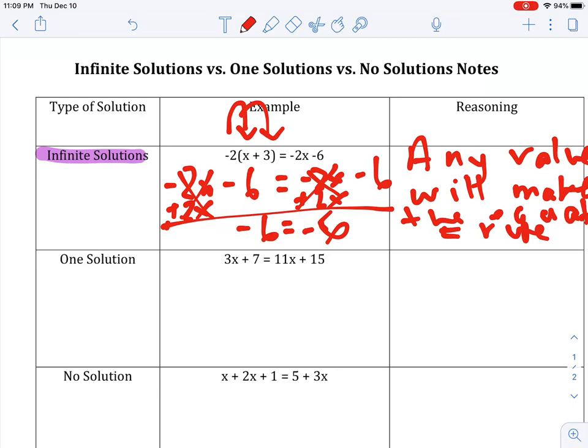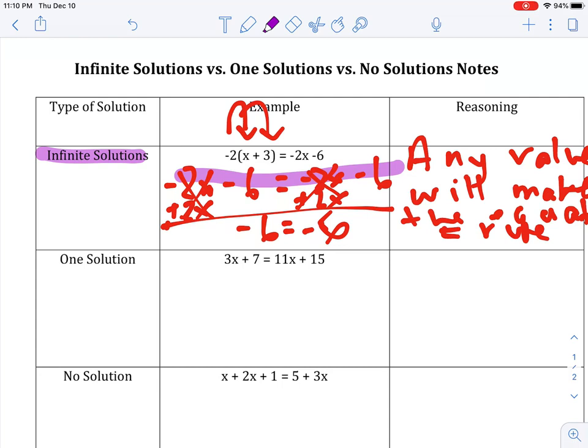And the way that you can really tell that is, if you go back and look at this line, it was negative 2x minus 6 equals negative 2x minus 6. So it was the exact same thing on both sides. Therefore, whatever value you put in for x, it would always give you the same thing on one side or the other.